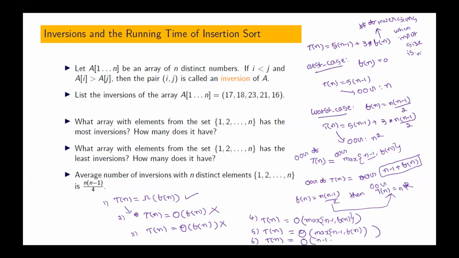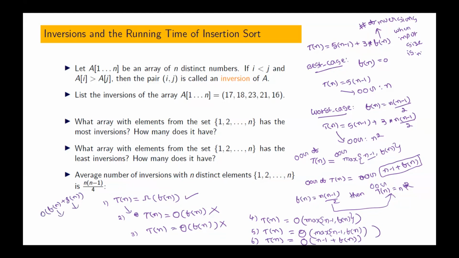Can we write it as n minus 1 plus f of n? Is that correct? T of n is big O of n minus 1 plus f of n. Yes, we can write that, because when do we write something as big O of f of n plus g of n? If we really don't know whose order of growth is higher, f of n's or g of n's, we can simply leave it like this.